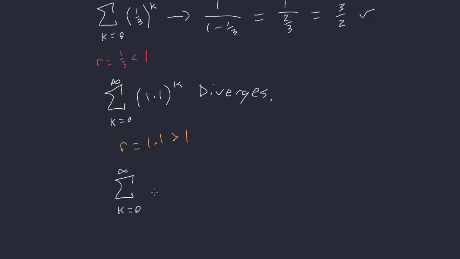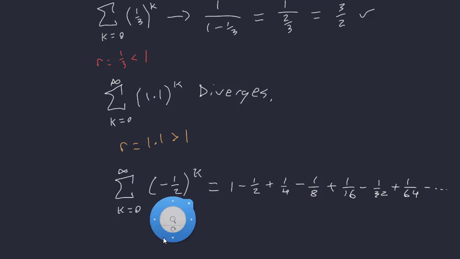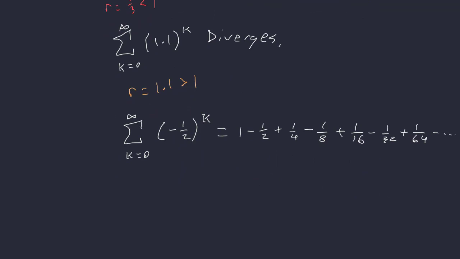All right, let's have the series, let's put a negative. Okay, negative 1/2 to the k. Well, negative 1/2 to the k is going to oscillate. At 0, we'll still get 1, but then we'll get minus 1/2 plus 1/4, minus 1/8 plus 1/16, minus 1/32 plus 1/64, and so on. Okay, so that's why we introduced the absolute value, because r is negative 1/2, and the absolute value of r is 1/2, which is less than 1, so we get convergence.